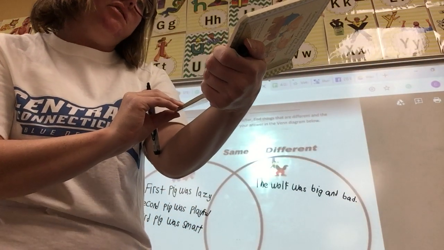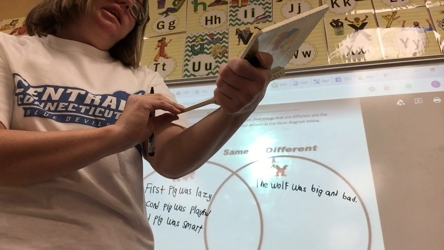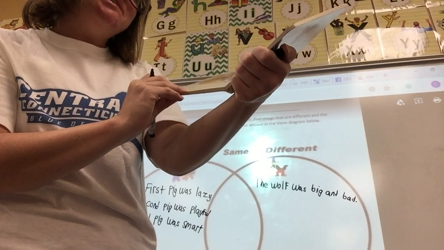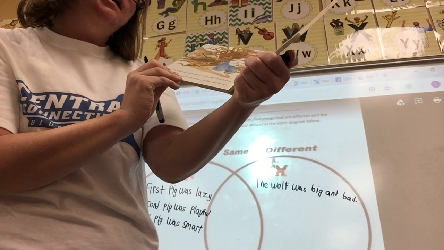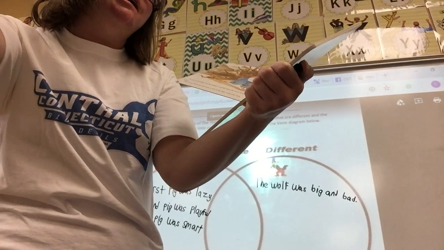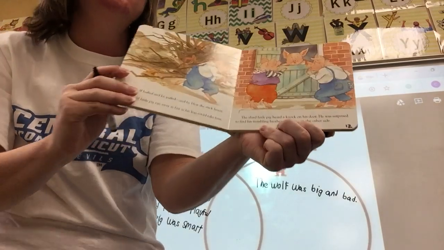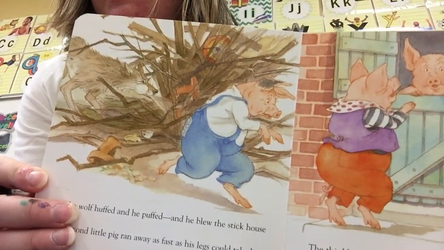So the wolf huffed, and he puffed, and he blew the stick house down. The second little pig ran away as fast as his little legs could carry him. The third pig heard a knock on his door. He was surprised to find his trembling brothers standing on the other side.